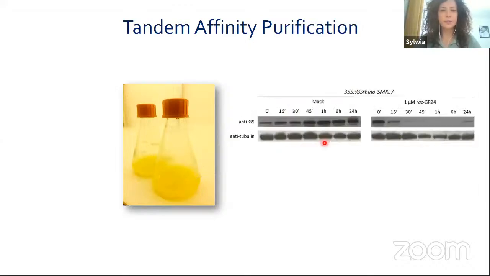But before starting with tandem affinity purification, we wanted to be sure that it's a good environment to study strigolactone signaling. So we treated cell cultures with mock or with GR24. We collected material at several time points, and then we tested protein expression. As you can see, already after 30 minutes, we see some degradation of SMAX7, which is to be expected upon addition of the strigolactone analog. So this convinced us that cell cultures are a good environment to study strigolactone signaling and to look for novel components of the signaling pathway.